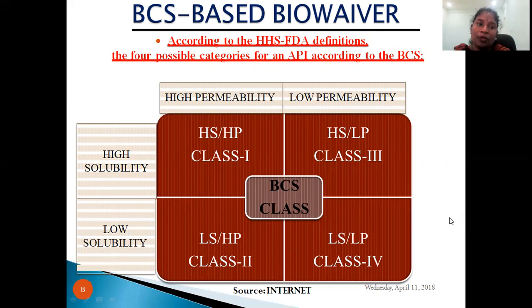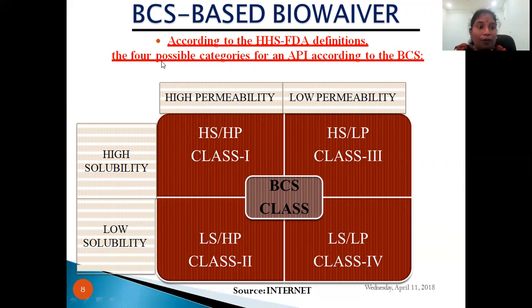BCS, or biowaivers, is mainly concerned with high solubility, high permeability drugs. I already told you that. So how are they classified according to the BCS classification? These are the class 1 drugs. So first of all, we will see what this is.